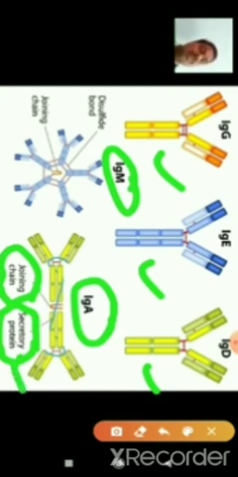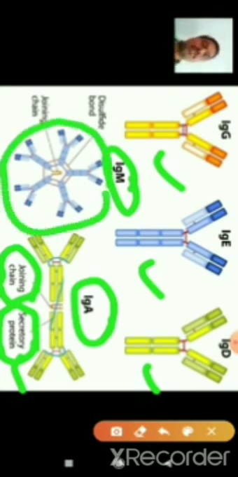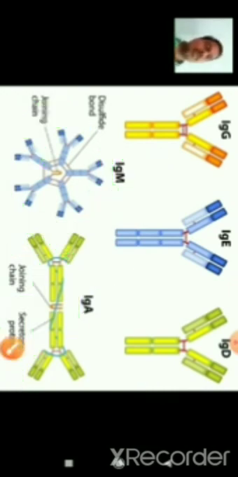Between the 2 antibodies, or in the case of immunoglobulin M, between the 5 antibodies, there are 5 antibodies present. So this is 4 and 5. These 5 antibodies are also connected by the joining chain.